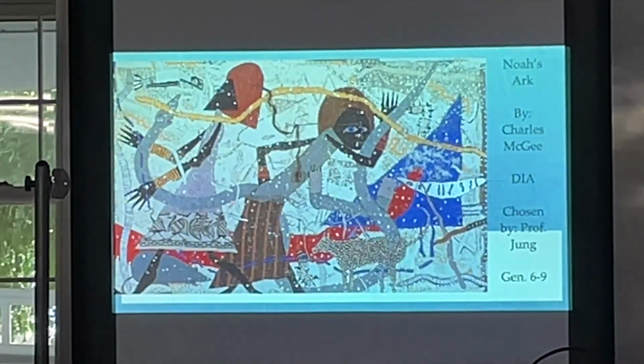Okay, Noah's Ark. This one is in the DIA by Charles McGee. This one is more abstract, so it is harder for us to initially interpret. The reason I chose this as part of the presentation is because it is in the DIA, you can see it. Okay? It has a better impact when you see it in person. Is that the rain coming down? The white dots all over the entire picture could be the rain.